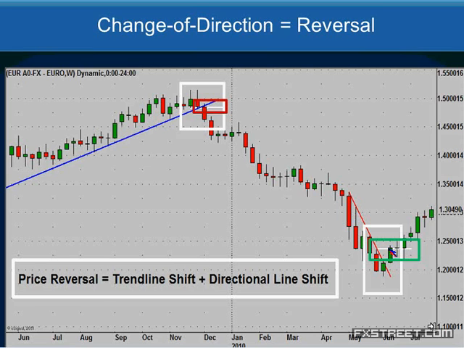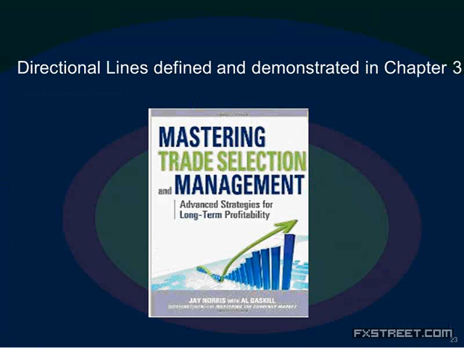This itself is what we call a change of direction. Anytime you close above that directional line, the directional line is going to shift from marking that high to this new low. You have a change of direction. If you have a change of direction and a trend line break, then people, you have a reversal. So that's important stuff to us.